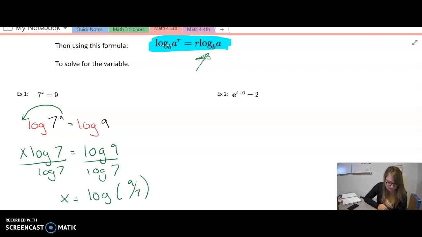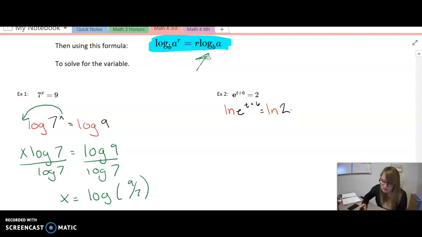So now for our second example, we have e raised to the t plus 6 equals 2. Well, what do you remember about e? That's most commonly used with natural log. So I see right there, it is going to be 10 times easier using the natural log. So we're going to take the log of both sides using the natural log. So natural log of e^(t+6) equals the natural log of 2.